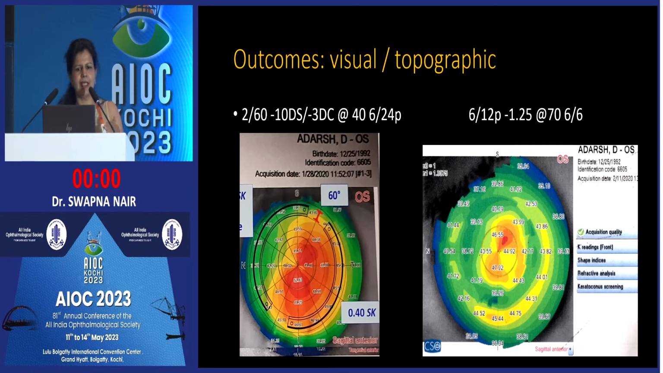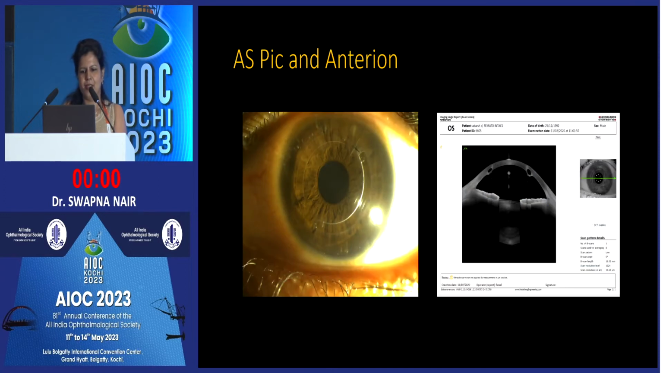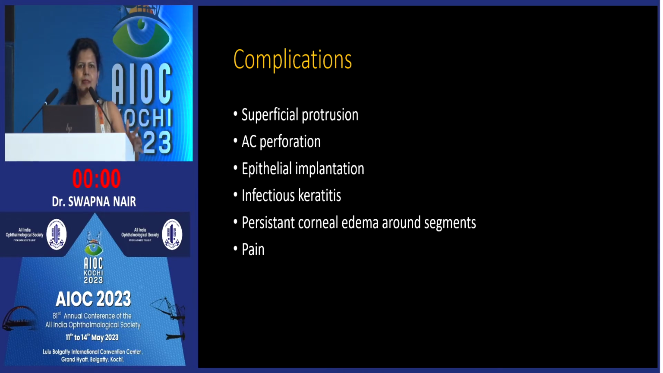There's fast rehabilitation, and you can reduce a lot of myopia and astigmatism using this. And now with the SK segments, you can go even further with higher diopter corrections. So this is how the post-operative picture looks, and you can see how the segments rest in the posterior part of the stroma. And you can always offer an additional treatment for this, like CXL or ICL.